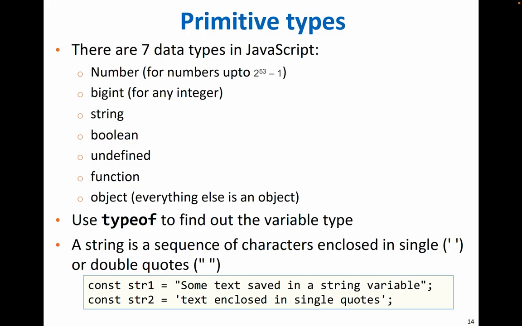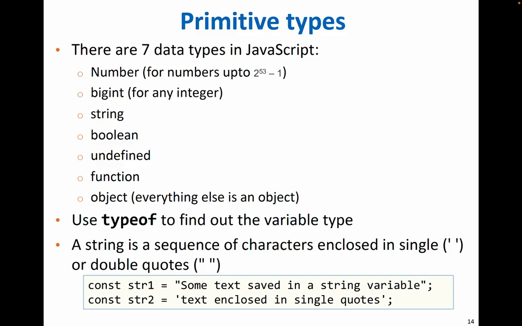And regarding the data types in JavaScript, we can say that we have these 7 data types. For numbers, up to 2 to the power 53 minus 1, we have this number, but if you need a larger number, then you can use this BigInt type. We have strings, we have boolean, we have undefined that we will see in the following slides, and we have function as a data type. So this is important. Function is a data type in JavaScript.